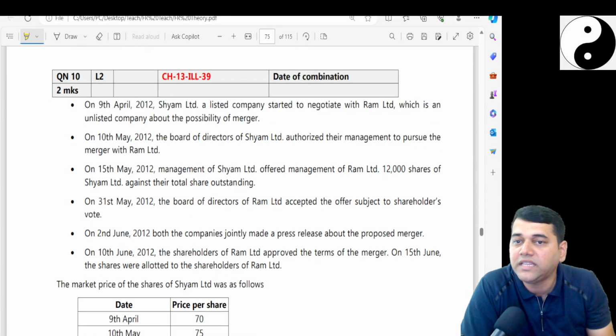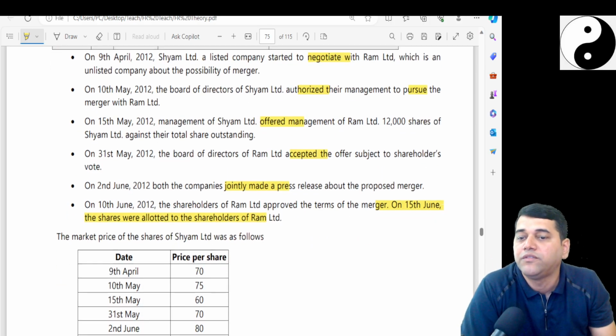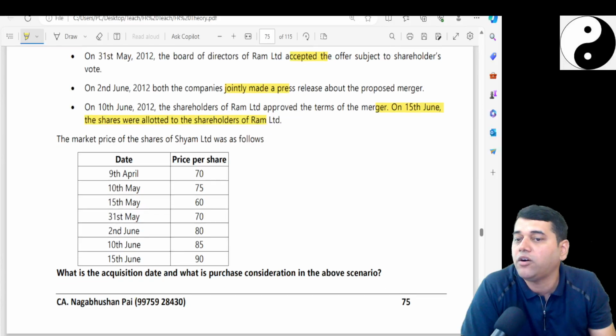Again, on 9th April, Sham Limited, a listed company, started to negotiate. On 10th, they authorized the management to pursue the merger. On 15th May, they made an offer. On 31st May, directors accepted the offer. On 2nd June, they jointly made a press release. On 10th June, shareholders approved the terms of the merger. On 15th June, shares were allotted. On which day should I consider?